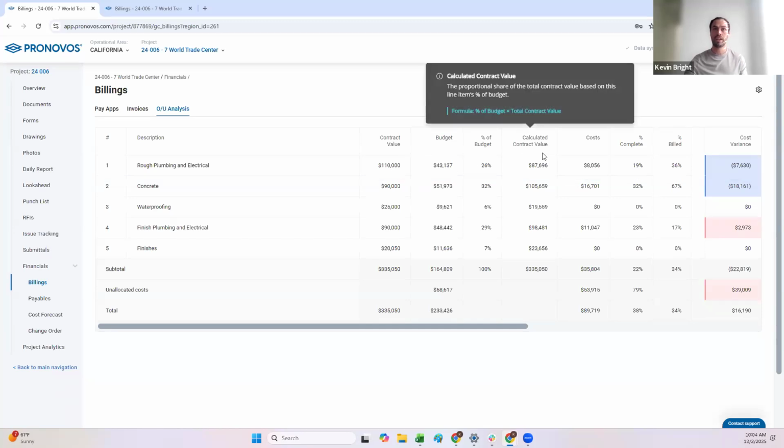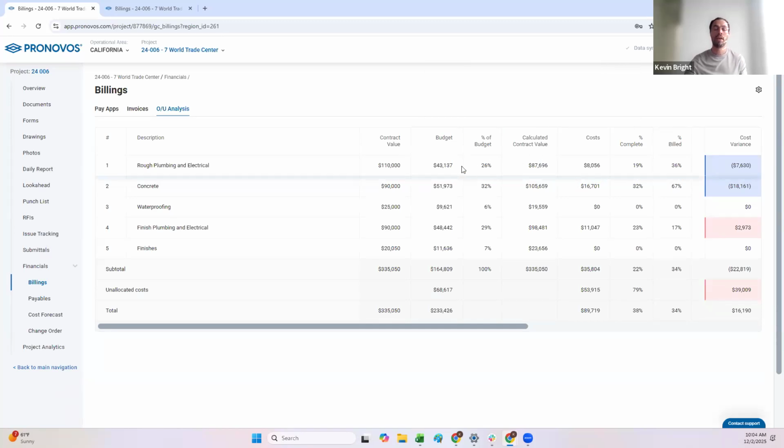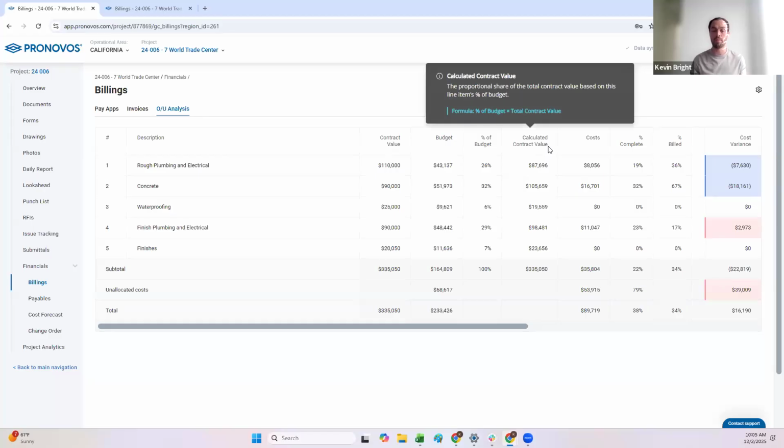So what this calculated contract value is basically saying is, okay, based on the budget that I've associated with this line in here, that makes up 26% of my budget. If the contract value made up an equal 26% of the total contract value, so 26% times the total contract value of $335,000, then this schedule of value would have a contract value of $87,000. So right away, we can see that there's a delta between the actual contract value that I've presented to my client versus what the calculated value is based on how my budget is set up on the project.